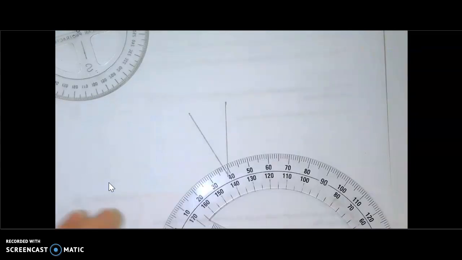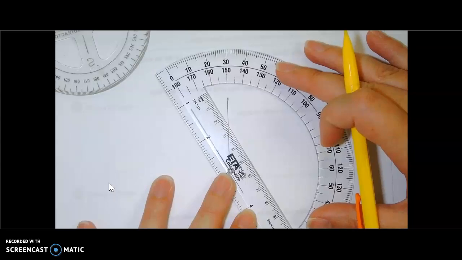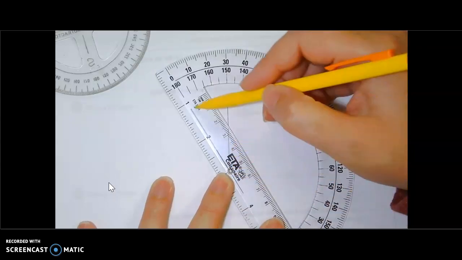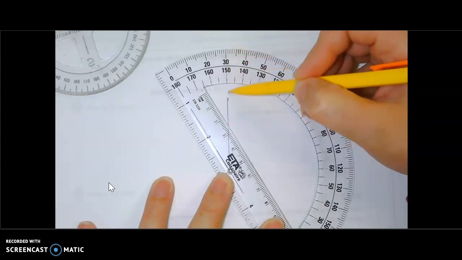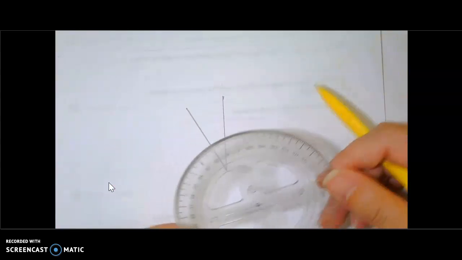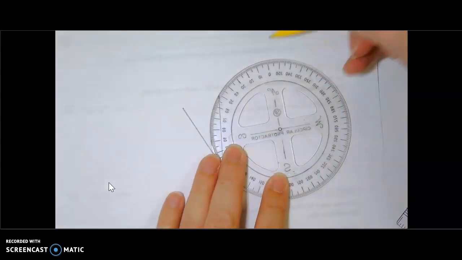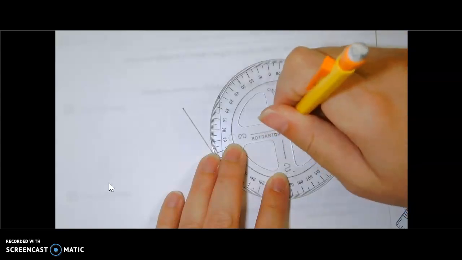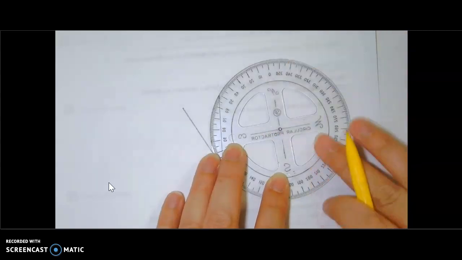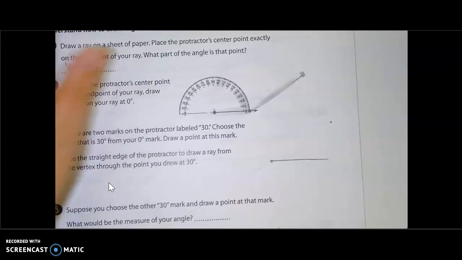And then if we wanted to measure it, line up my vertex and my 0, and right there is my 30 degrees. So, if you were struggling with the 360 one when it came to drawing, that's one way to do it. Just put your circle down, mark your 0, mark your degree, mark where your hole is. Make sure your protractor doesn't move when you do any of those so that they are all in the right spot.